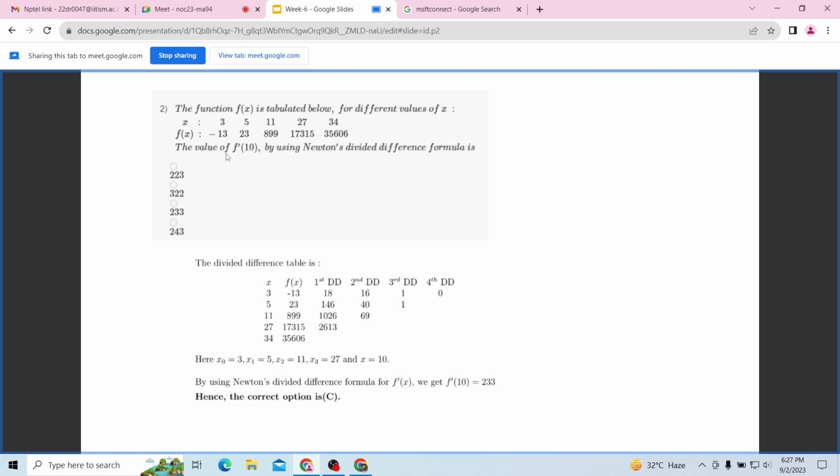Now here, x0 is 3, x1 is 5, then x2 is 11, x3 is 27 and x4 is 34. Fine. Now you have to calculate f at x equals 10, right? So just use Newton's divided difference formula for f(x), and you will get 233. I hope you all get it. Just check your calculations.